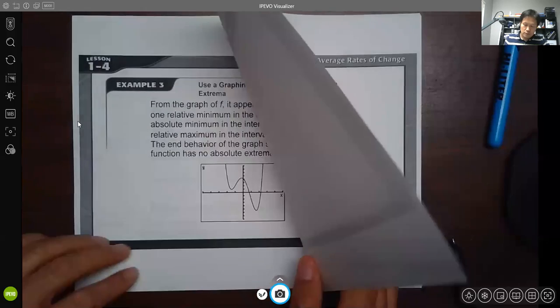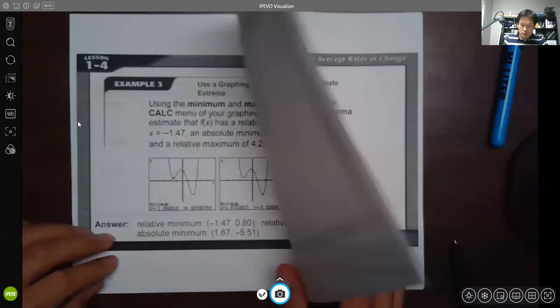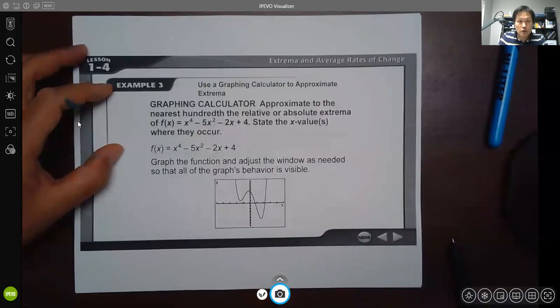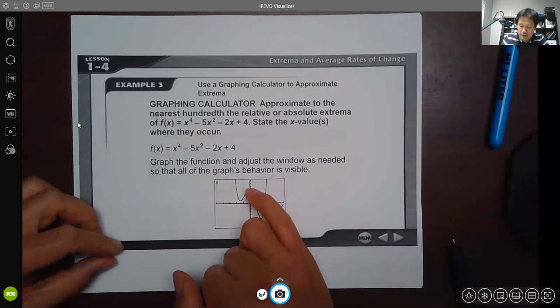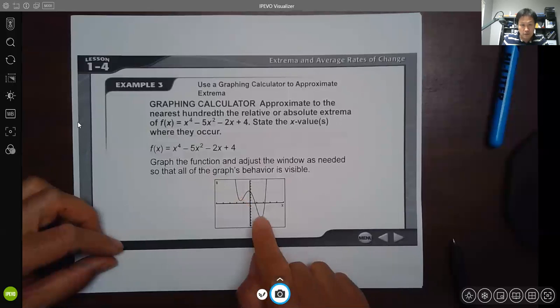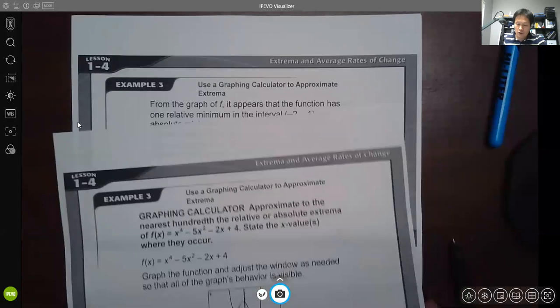So you can use a graphing calculator if you have one. If you don't have one, you can use a computer. There's a lot of graphing utility in Google. You can look for graphing calculator. You can graph it. You can find the maximum. You can find the minimum using a graphing calculator.